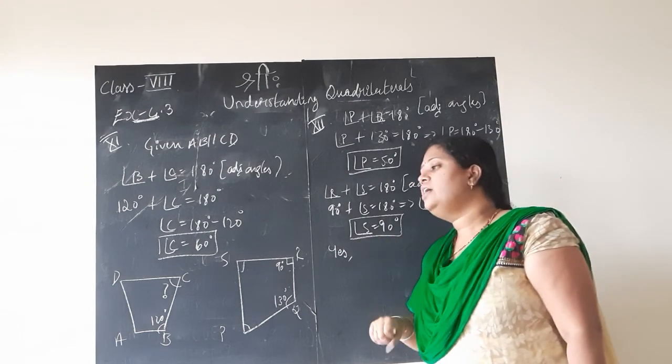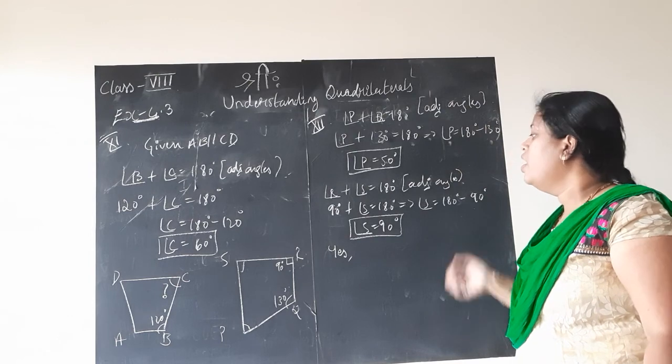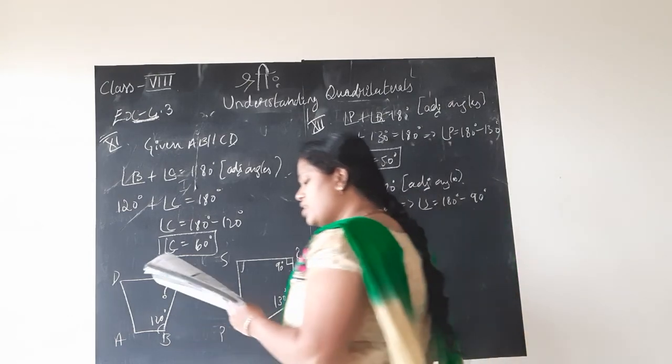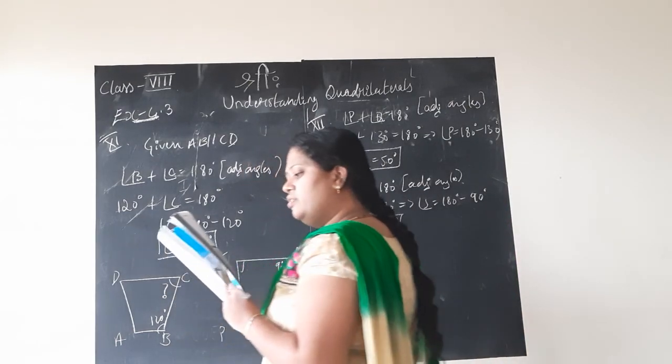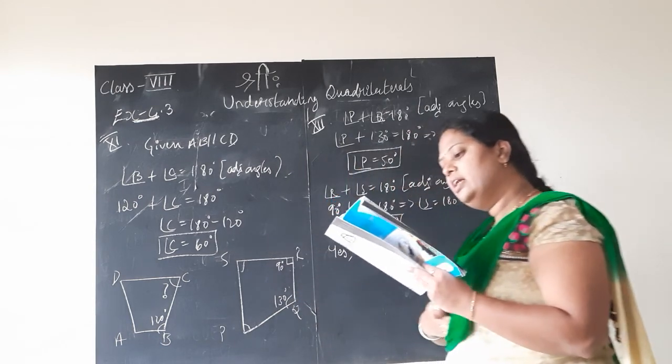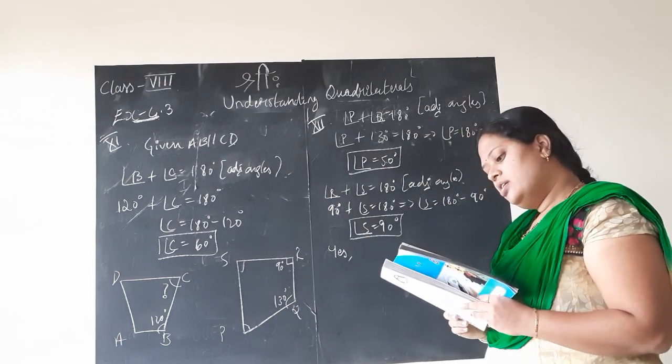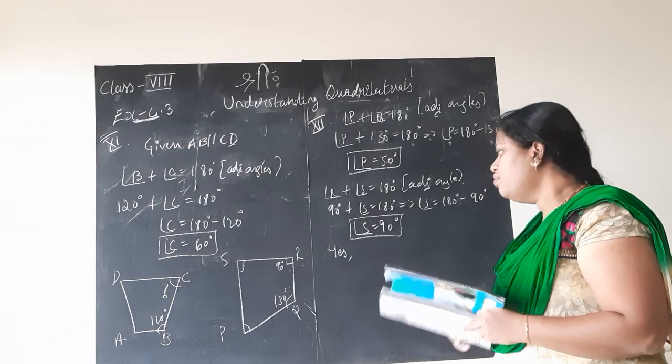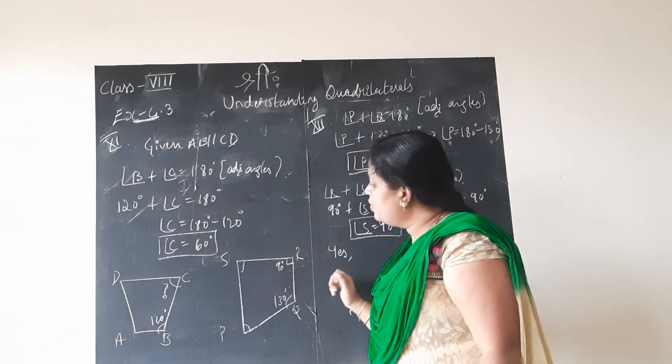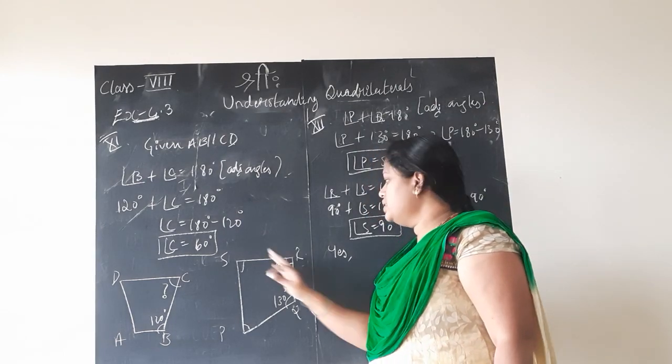Now, is there any other method they are telling? Yes, children. After finding out what was the question, if you find angle R, is there more than one method to find P? Yes, there is one more method. How? This is a quadrilateral.